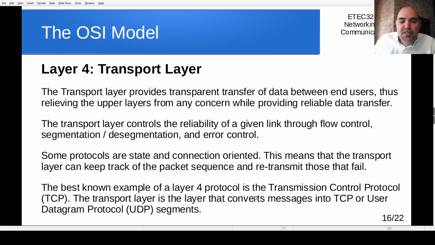If we say something was sent, we want to make sure that it really was sent and received on the other end. Notice here, I have a note that says some protocols are stateful and connection oriented.